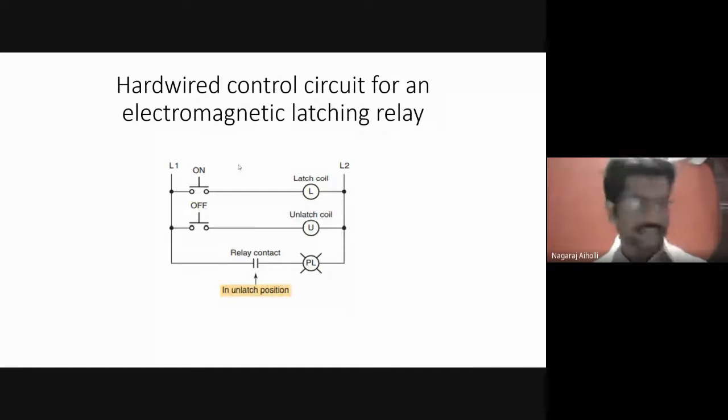Correct? When it is stored as a 1 in the bit image file of the memory, it is stored as 1. Let us say we release this switch. Because of the action of this latch coil, whatever status 1 is stored in the memory, that is retained even after the switch is released. That is the meaning of latching. Latching means we say it is latched. Data is latched means it is stored.